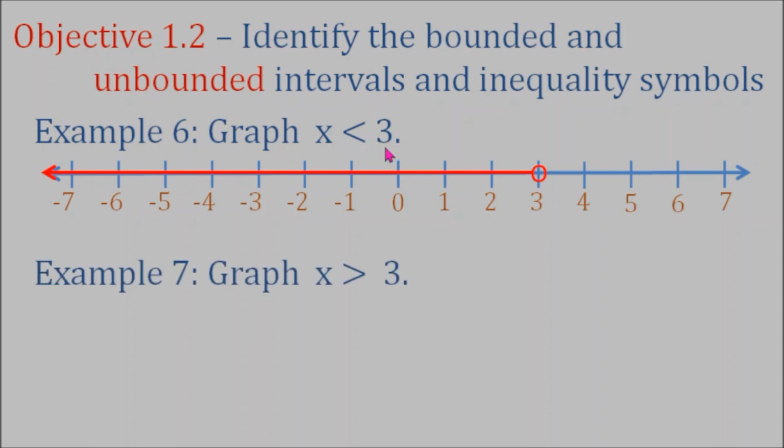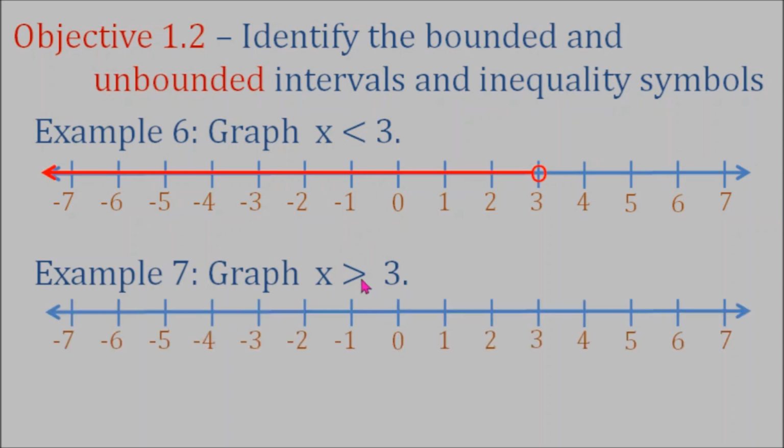How about if we change this inequality symbol from less than to greater than? So this is our example number 7. So this is our number line. Again, we are going to put an open circle on 3. Then because it's greater than, we are going to shade the part that is on the right of 3. And our graph looks like this.